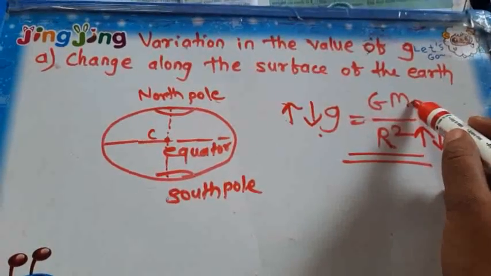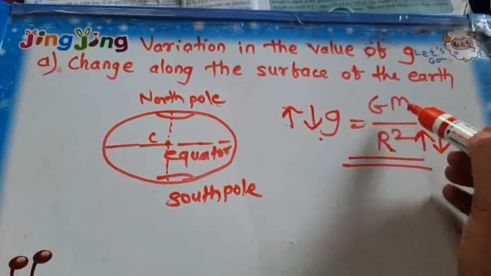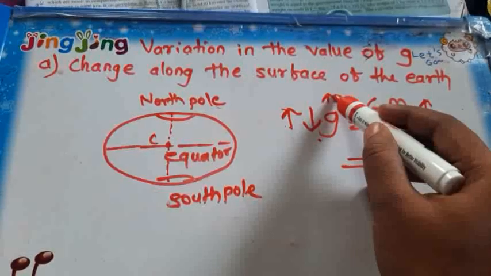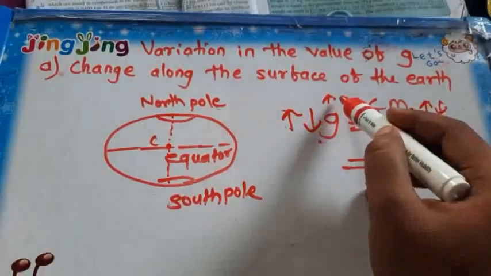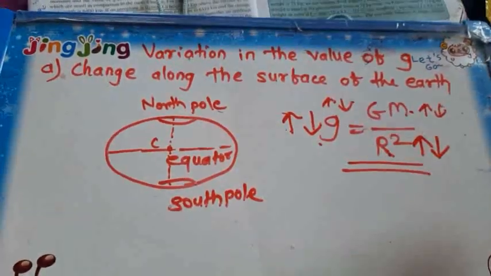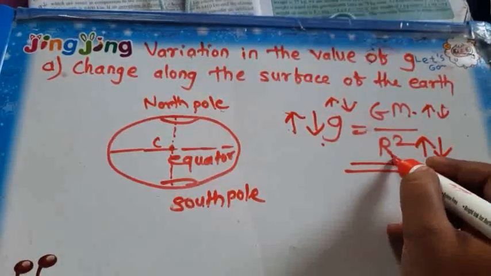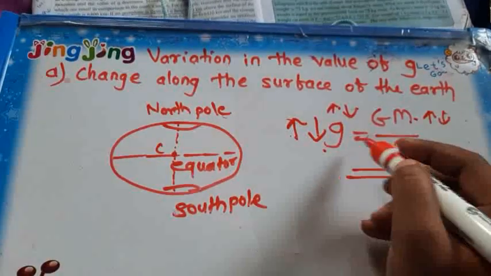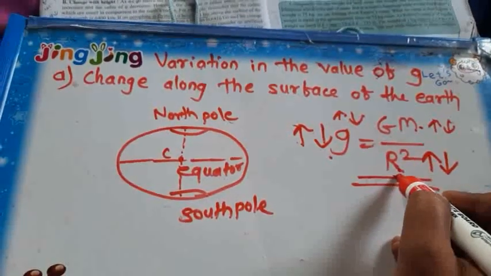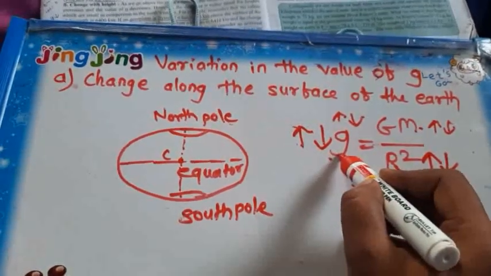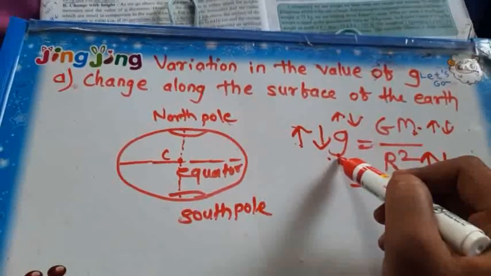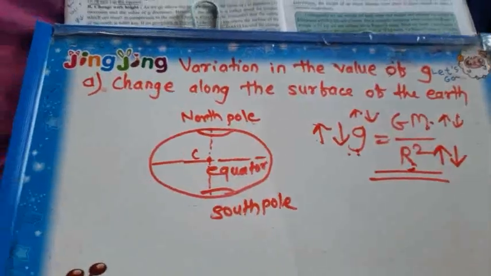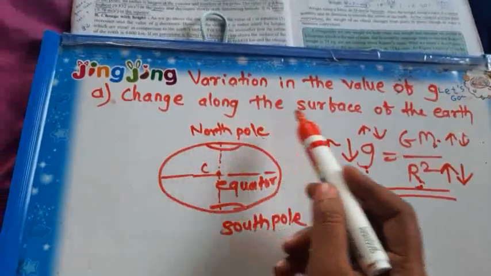Like that, mass is in the numerator, that is, it is directly proportional. If mass increases, acceleration due to gravity increases. If mass decreases, acceleration due to gravity decreases. So remember these things. Distance between the object and the center is inversely proportional to acceleration due to gravity, and mass of the object is directly proportional to the acceleration due to gravity. Our first point is change along the surface of earth.